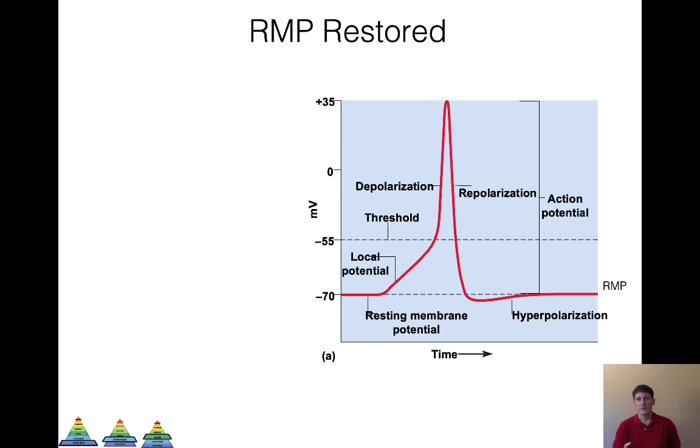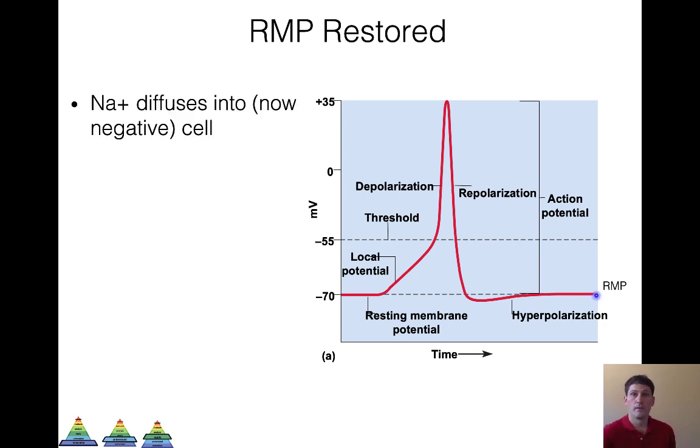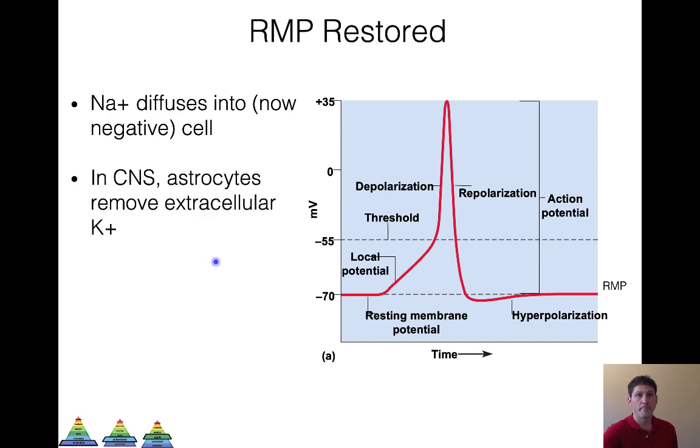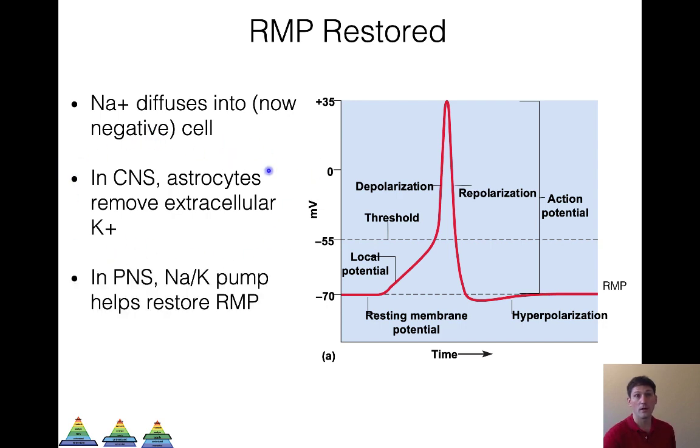Then after those potassium channels have fully closed, again, our leak channels and our sodium potassium pump are going to get that resting membrane potential brought back to negative 70 millivolts. Now, we also have astrocytes. If you remember our glial cells, they are helping remove extracellular potassium along with that sodium potassium pump and those leak channels. Okay.